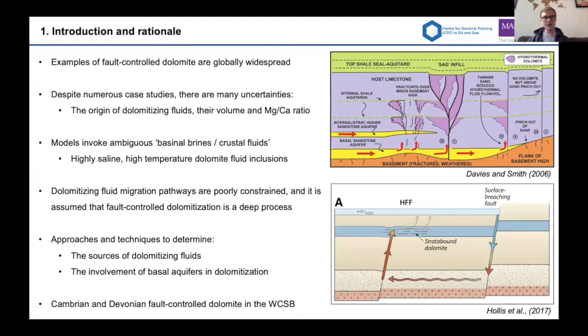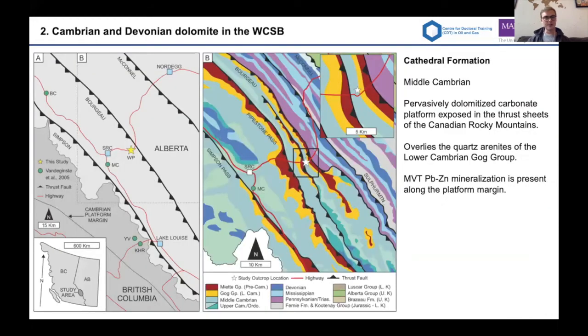So as a bit of background to the Cambrian strata, we're looking at the Middle Cambrian Cathedral Formation, which is effectively time equivalent to the Burgess Shale strata. It's Middle Cambrian age, and consists of a pervasively dolomitized carbonate platform that's exposed in the thrust sheets of the Canadian Rocky Mountains. It overlies the quartz arenites of the Lower Cambrian Gog Group. Additionally, along the platform margin, in the Kicking Horse Rim area, we have MVT lead-zinc mineralization.